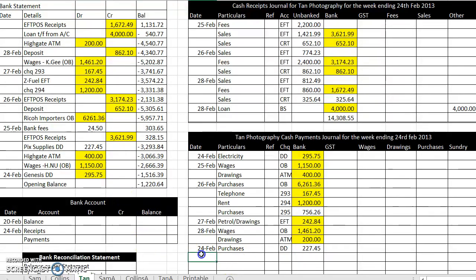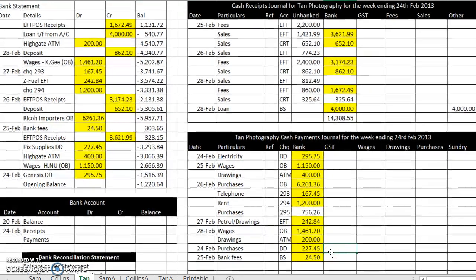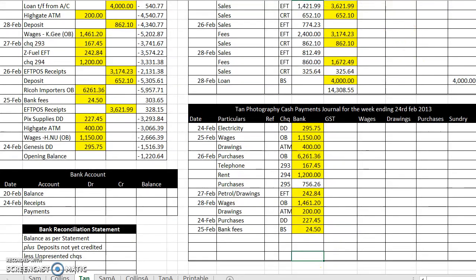And then lastly, on the 25th, it was the bank fees. Information came from the bank statement. This one here, you could have put bank statement on it as well. But those two we have, so we'll highlight them in yellow. Now everything's ticked off from the bank statement, which is good. Down here in the cash payments journal, we'll just auto sum that as well.